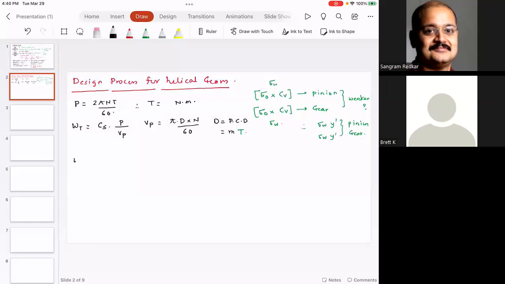So the equation that we use is the same as the equation that we used for the spur gear, and that is sigma naught CV multiplied by B multiplied by pi multiplied by M multiplied by Y. But this Y is Y prime, which is the modified Lewis form factor.